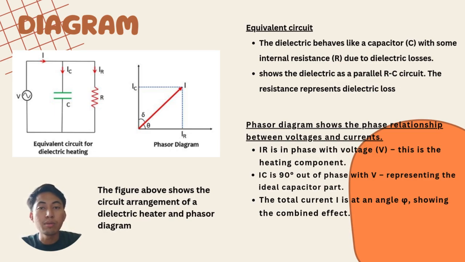Next, I will explain about the equivalent circuit and phasor diagram. First, as you can see, this is the electrical equivalent of the physical setup, where the dielectric behaves like a capacitor with some internal resistance due to the dielectric loss. The current is split into two: first is IC, the capacitive current due to the ideal capacitor. Next is IR, the resistive current due to energy loss, which causes the heating.